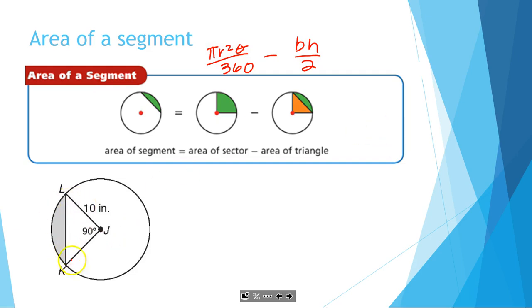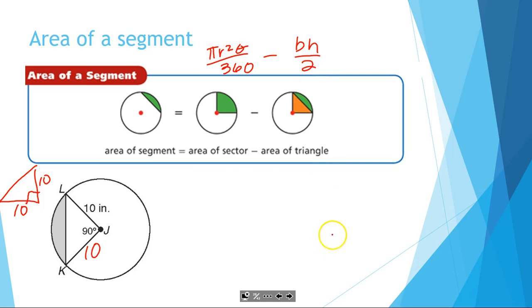So now we're going to pull the values from this. The first thing I want to do is say that this is 10 right here, because all radii in a circle are the same. I also want to draw a right triangle, the one that's in here. This is 10 and this is 10. That means our base and our height are 10 in that triangle. So when I pull the values for this formula, our base and our height are 10 times 10.